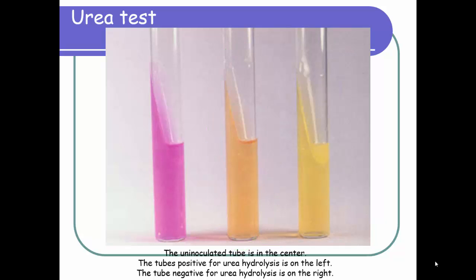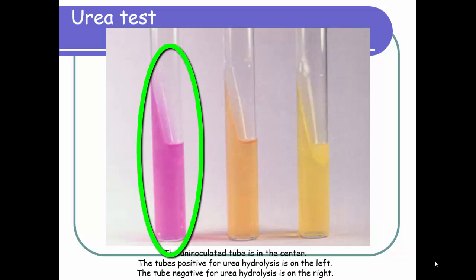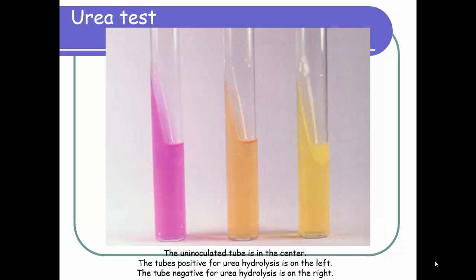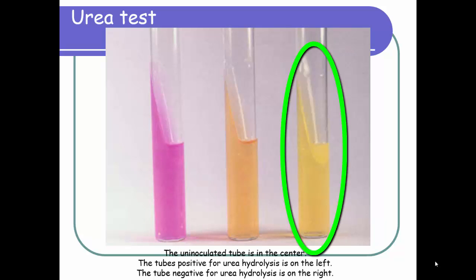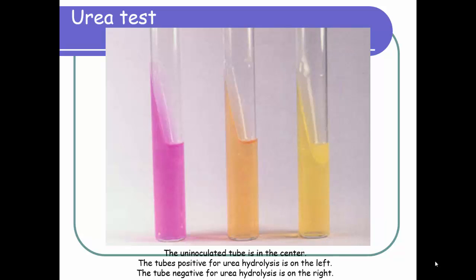If the test tube turns hot pink, it is positive. Any part of the test tube being hot pink is positive. The negative tube is on the right. This shows no color change or a slight color change to yellow from the original uninoculated tube.